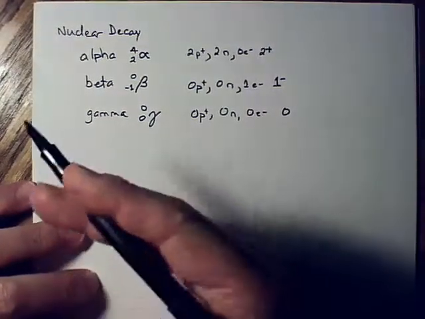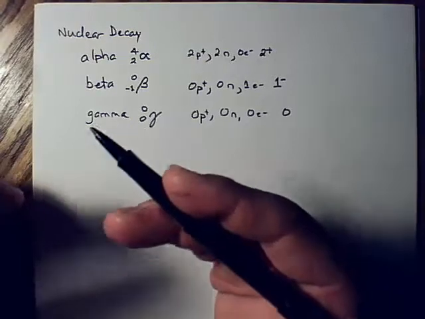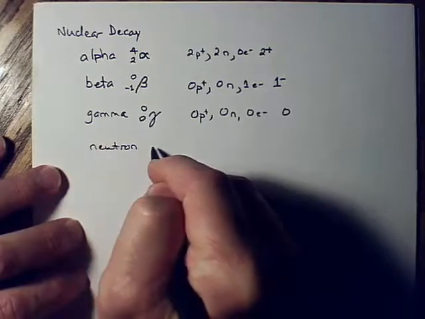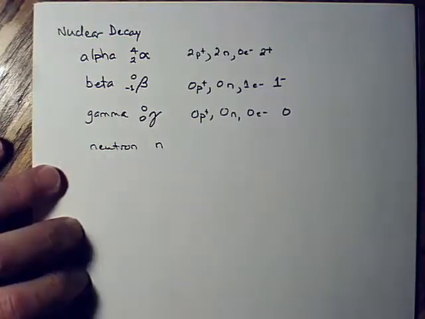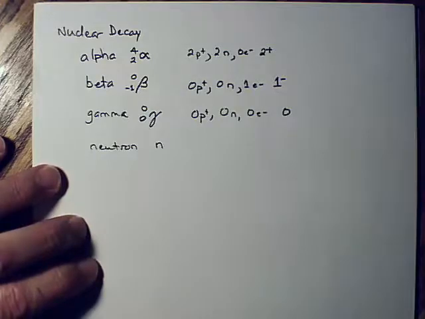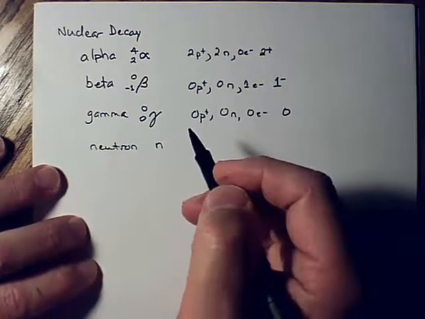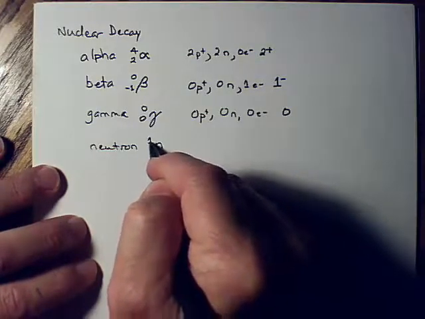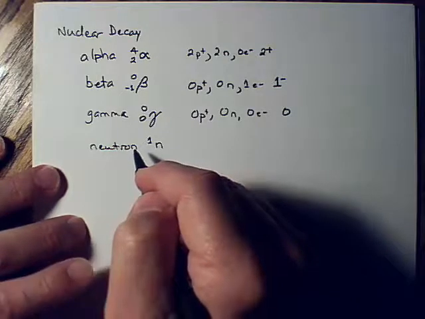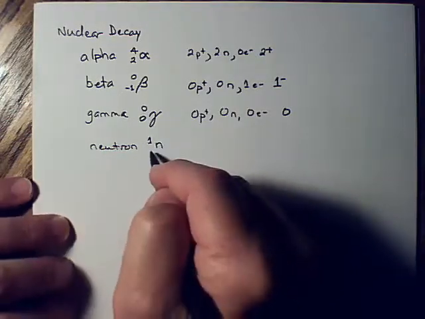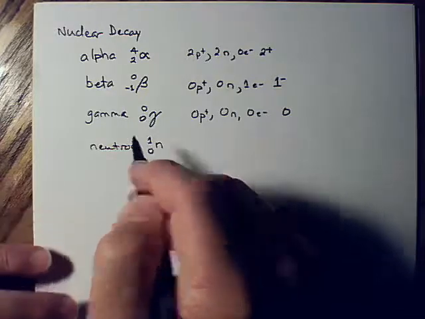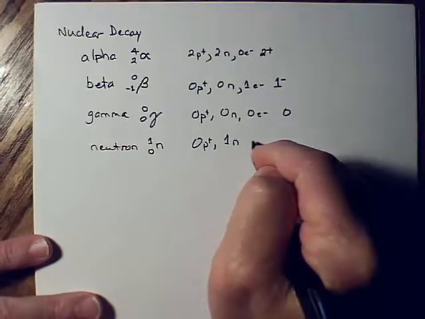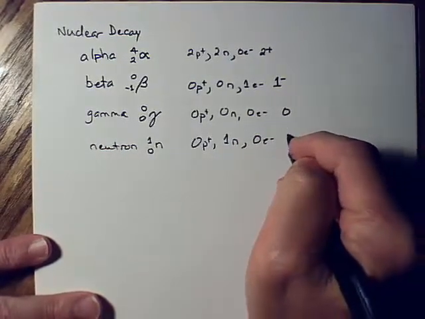Now, neutrons aren't technically part of nuclear decay. In a sense they are, but we're not going to treat it like that. Because we use them in nuclear equations, you need to know that neutrons are just symbolized with a small letter n, not a capital N. It has a mass of 1, because protons and neutrons have a mass of 1 AMU, but it doesn't do anything to protons, so we put a 0 down here. Okay? No protons, 1 neutron, no electrons, 0 charge.